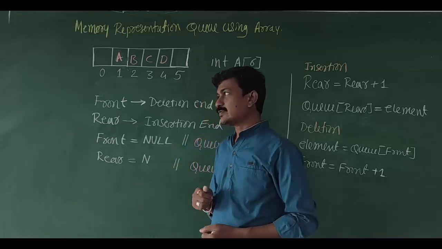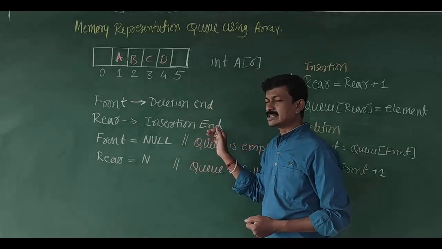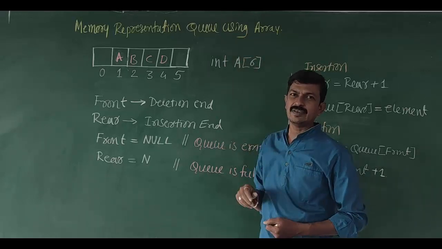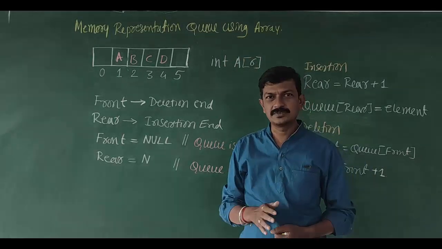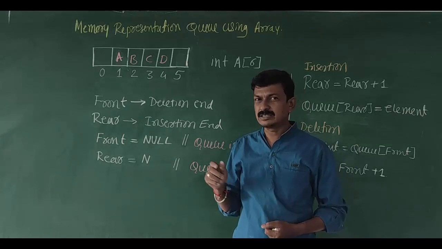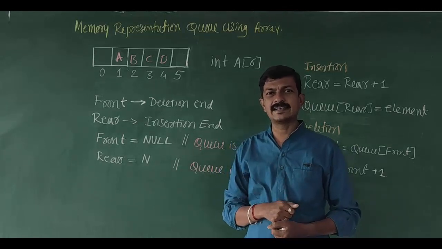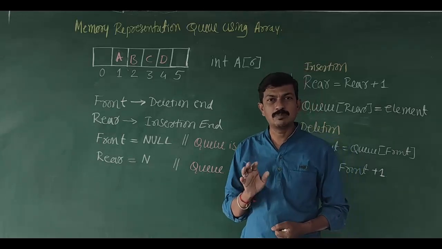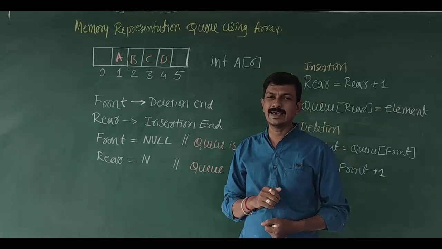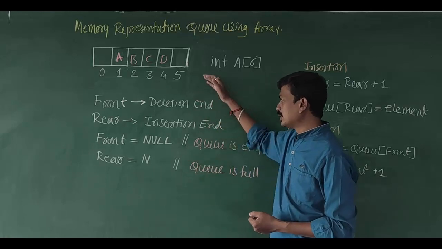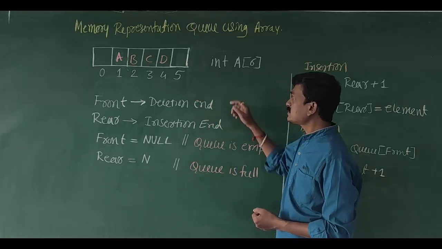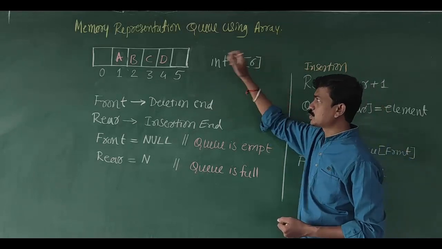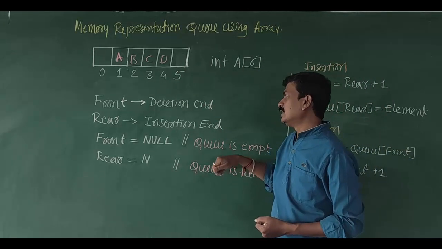Now in this class, I am representing memory representation of queue using array. In an array, we are allowed to delete from anywhere, but if you are using array as a queue data structure, then we need to delete from one particular position. How are we doing this? Now we are going to discuss with an example. I declare an integer array a of 6, which is able to store 6 different elements.